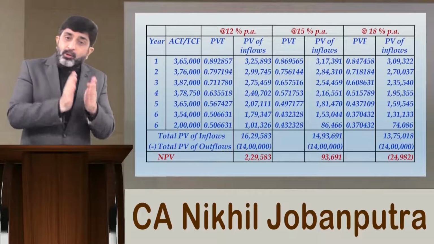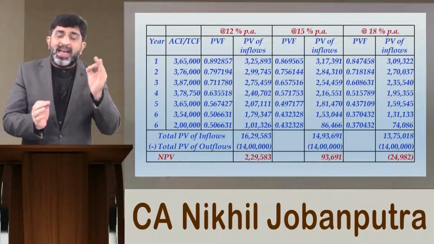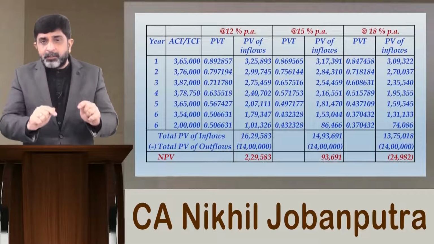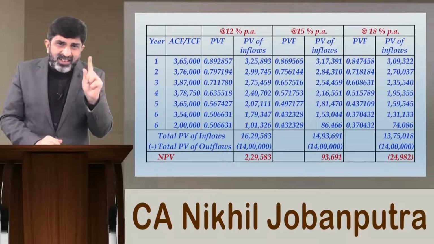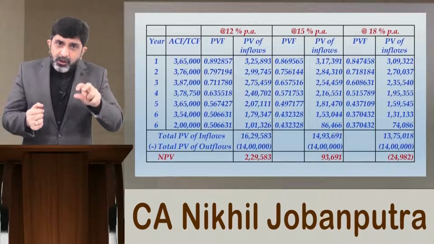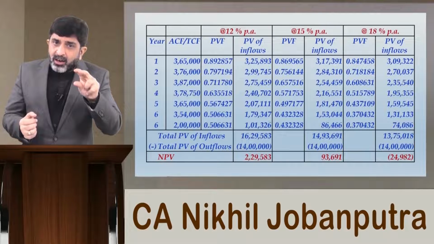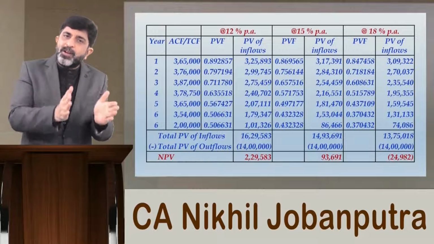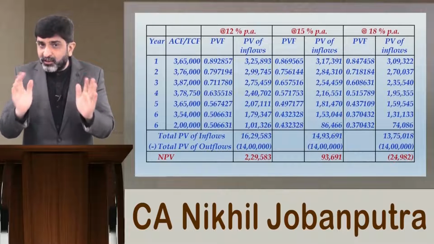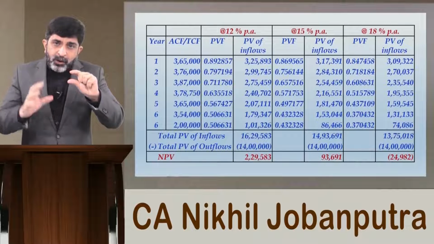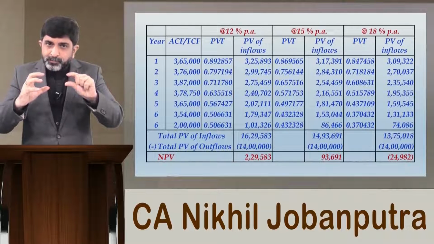So the third calculation that we attempted was at 18%, and at 18% you got a negative NPV. Now negative NPV doesn't indicate a loss actually. It indicates that the rate of return that you are actually earning in this project is lower than your expectation of 18%.